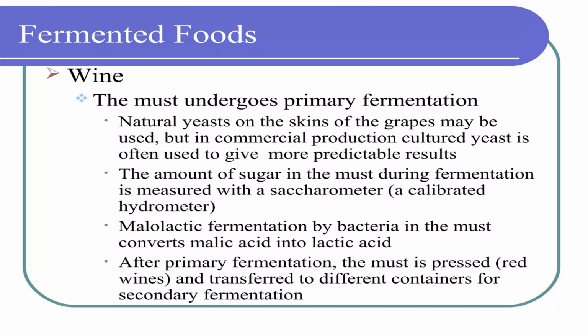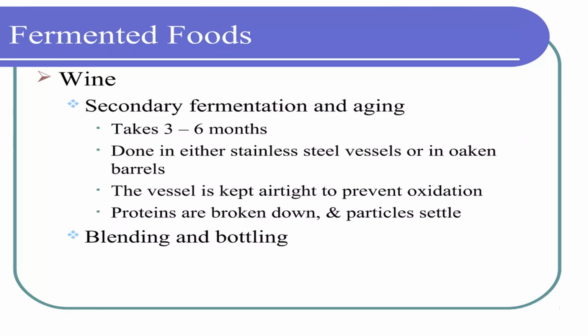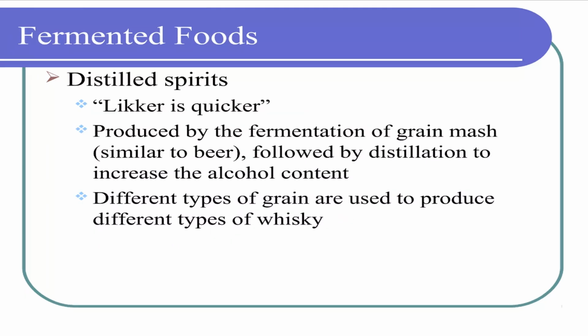After primary fermentation, the must is pressed for red wines and transferred to different containers for secondary fermentation. Secondary fermentation and aging take 3 to 6 months, done in either stainless steel vessels or in oaken barrels. The vessel is kept airtight to prevent oxidation. Proteins are broken down and particles settle. Blending and then bottling.